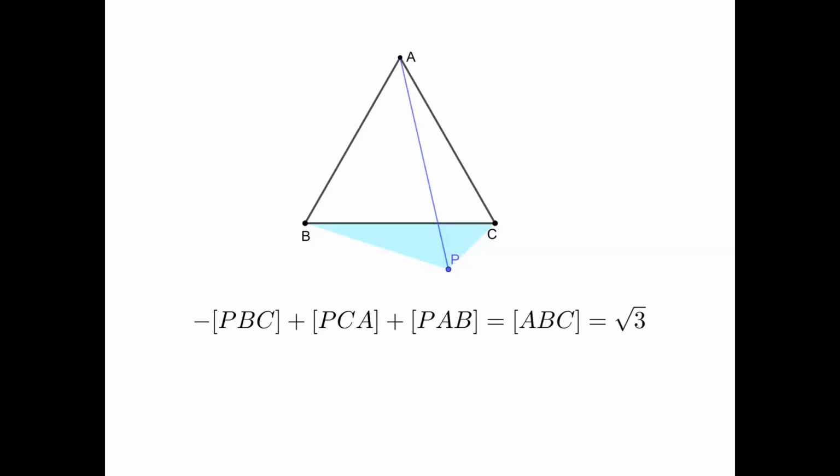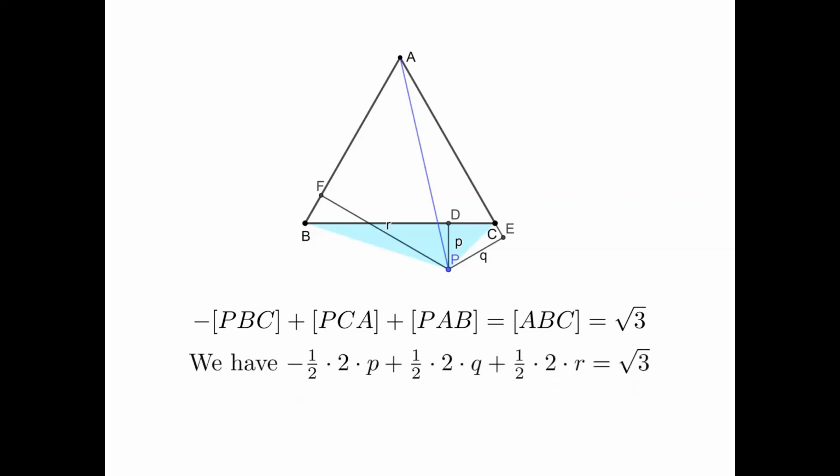So we have a negative area of PBC plus the area of PCA plus the area of PAB equals the area of ABC, which is square root of 3. By the definition of the three altitudes p, q, and r, we can calculate the areas in terms of p, q, and r. Simplified, we have negative p plus q plus r equals square root of 3, if the point P is directly below the side BC.